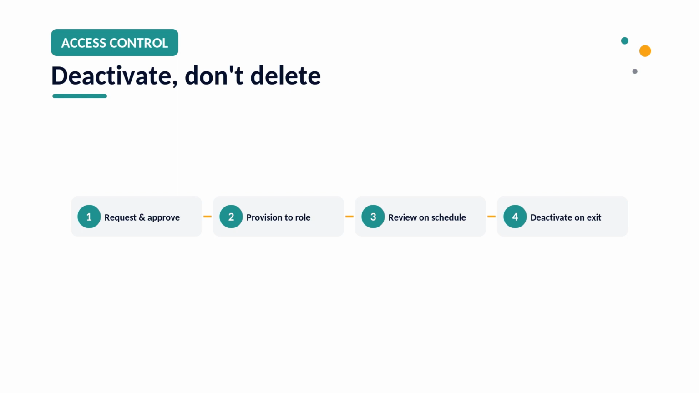And a life cycle. Access requested and approved, provisioned to a role, reviewed on a schedule, and, the day someone leaves, deactivated, not deleted, so their history stays attributable forever.